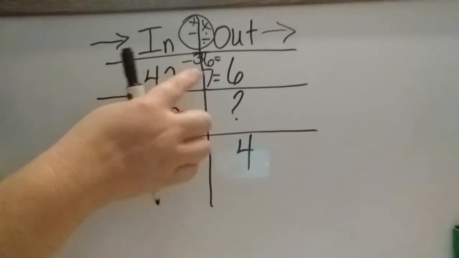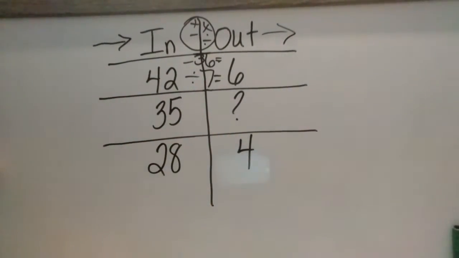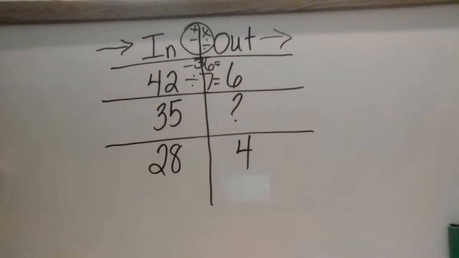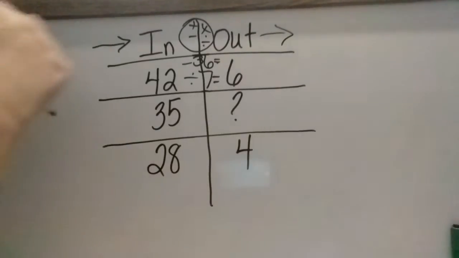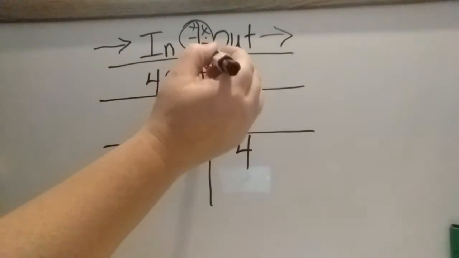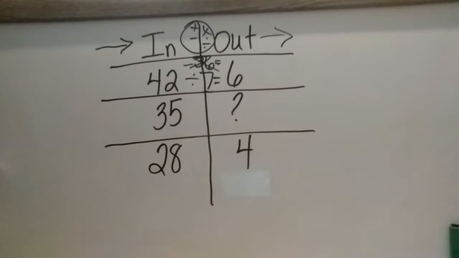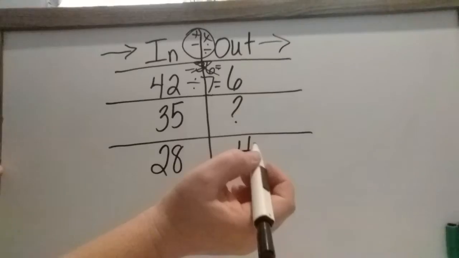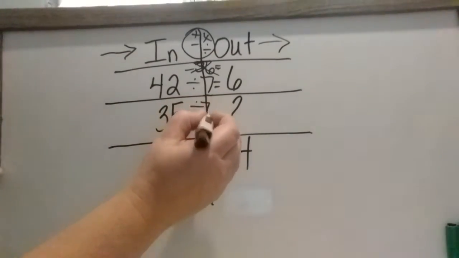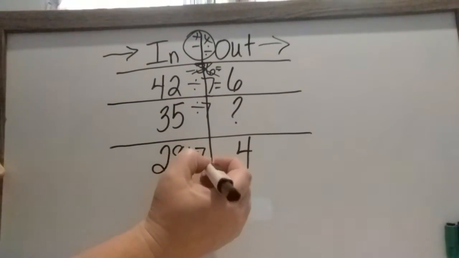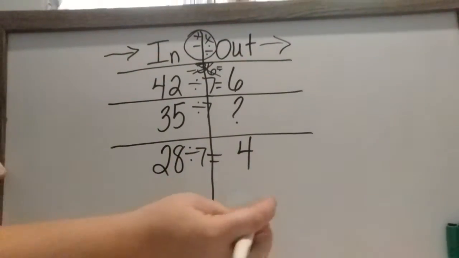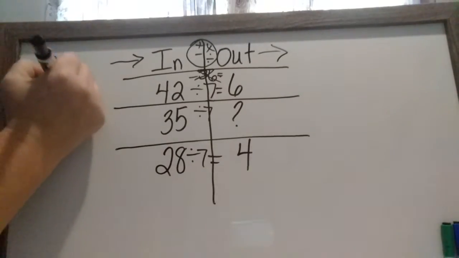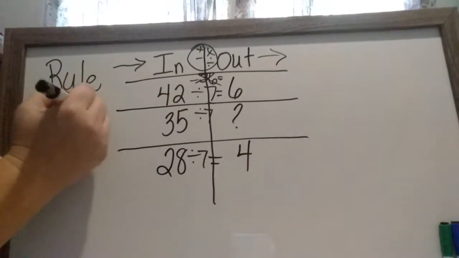For this to be my rule, it has to work in all three places. If I have 35, can I take 36 away from that? No. So if I can't take 36 away from it and get a positive number, that cannot be my rule. So my rule has to be divided by 7. If that is true, then 28 divided by 7 equals 4. Well, let me check it. 4 times 7 equals 28. So my rule here is to divide by 7.